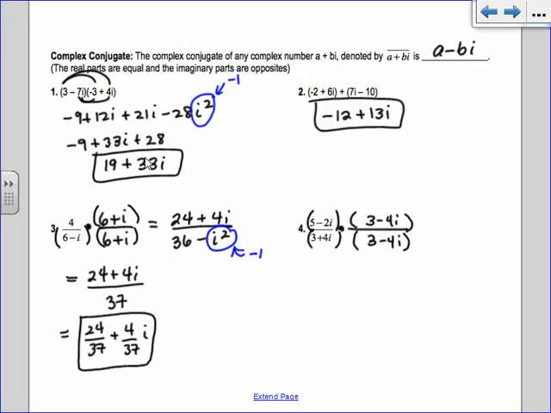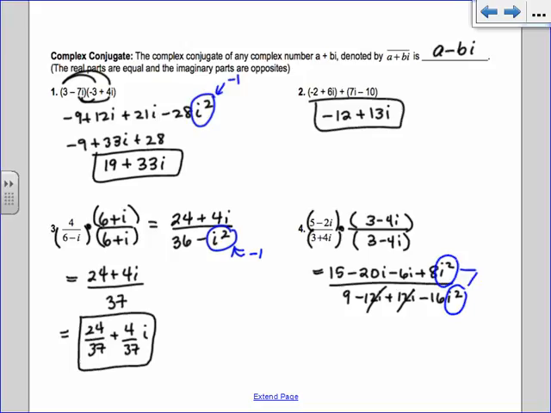All right, so on the top, I'm going to get 15. My outer is negative 20i. My inner is negative 6i. And my last is plus 8i squared. And then on the bottom, I get 9. But my outer and inner are negative 12i and plus 12i, so those go away. And my last is negative 16i squared. So remember, whenever you see an i squared, that's going to be negative 1.